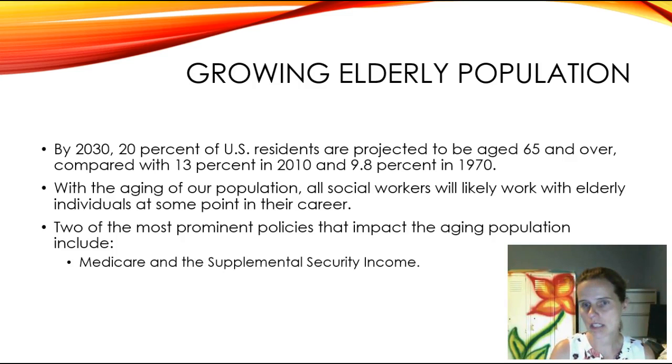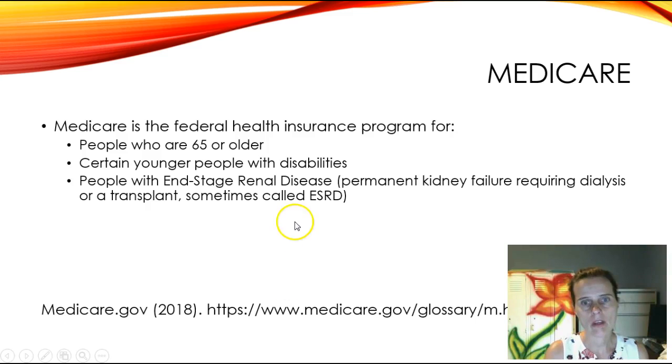Since our population is aging, it is really important for us to be aware of the policies that impact this population, because again, it's highly likely that any social worker will come in contact with elderly individuals during their career. The two policies that we're going to focus on this week are Medicare and supplemental security income. Okay, so I'm going to give you just a quick overview of Medicare and SSI.